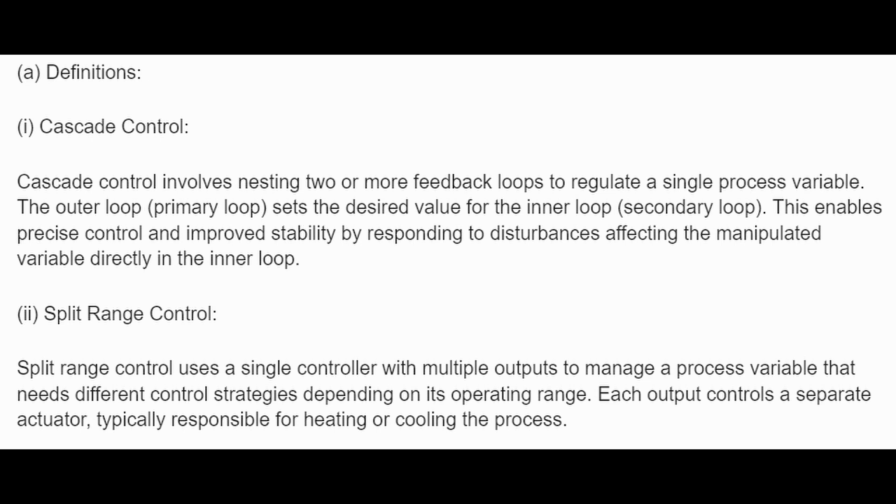2. Split range control. Split range control uses a single controller with multiple outputs to manage a process variable that needs different control strategies depending on its operating range. Each output controls a separate actuator, typically responsible for heating or cooling the process.